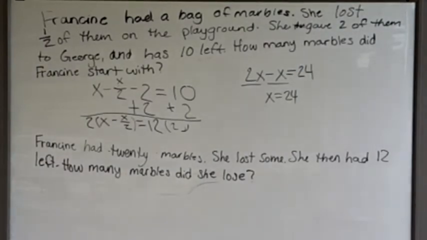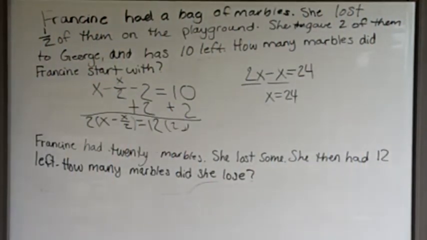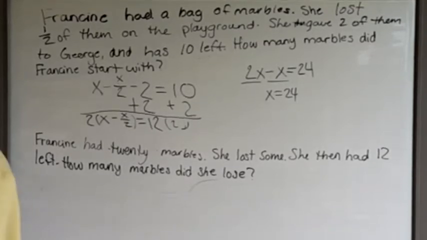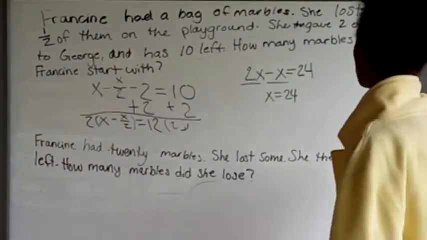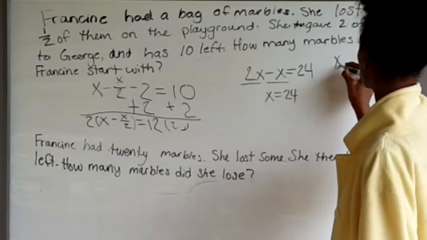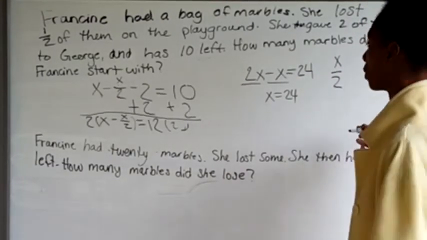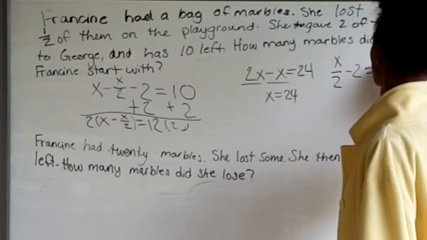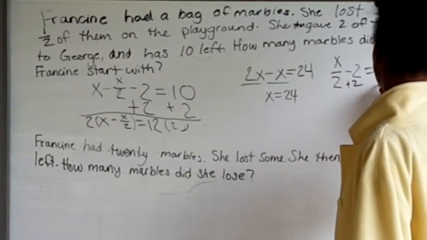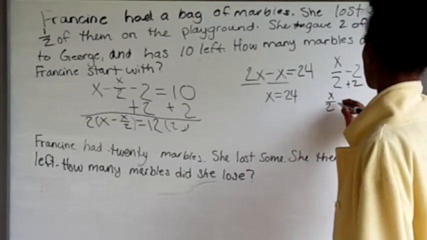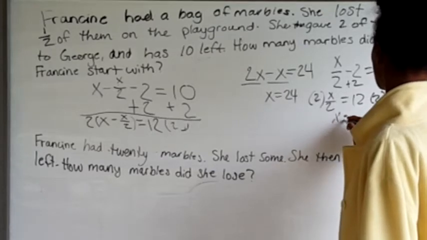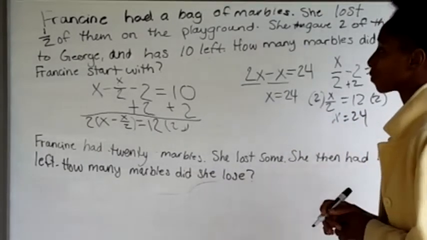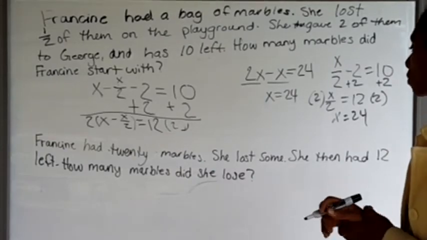All right. So you could have just done this. Since we know she lost half of them, that means she's only going to be left with half. So this is not wrong, but you could have just started off with X over 2 because we know she's only going to be left with half. And minus 2 equals 10. And then X over 2 equals 12. You still get X equals 24. All right, next one.